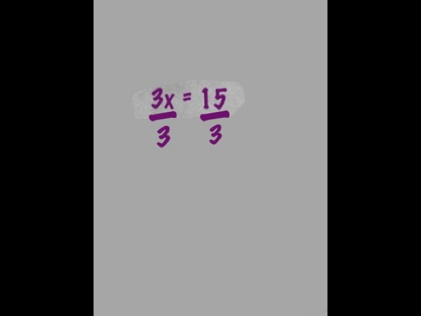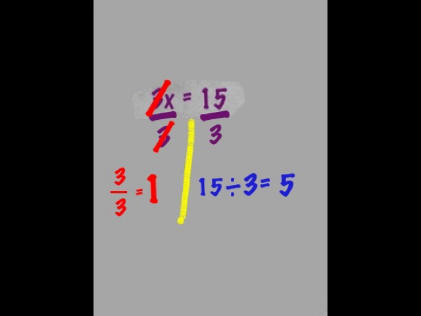That says we're going to divide 3x by 3. On the right hand, we're doing the same thing. Where we have 15, we draw a line under it, and we're going to divide it by 3. So the 3's cancel out, you see. And remember, 3 over 3 is equal to 1. On the right hand, 15 divided by 3 is equal to 5.